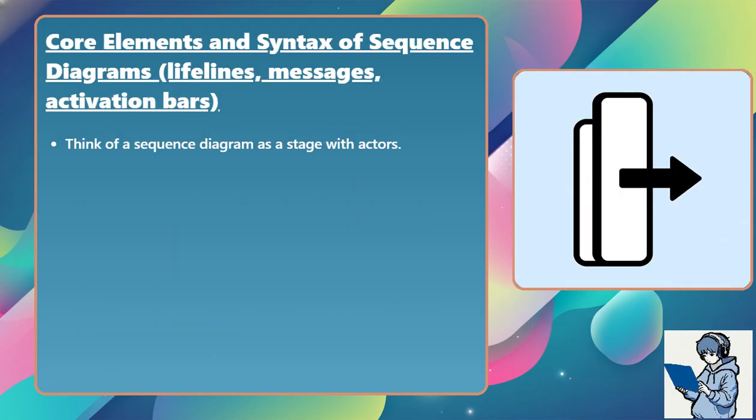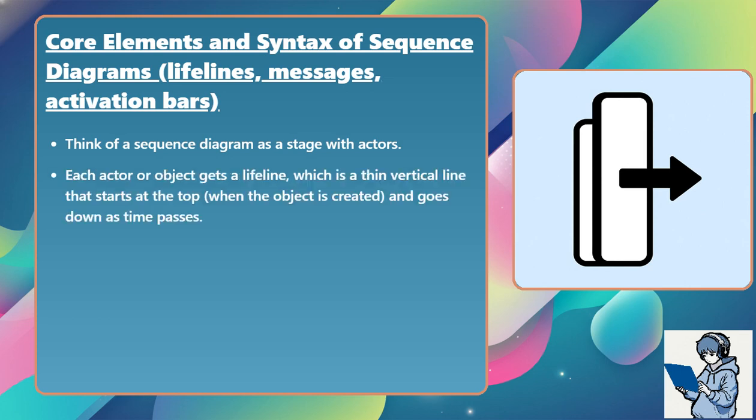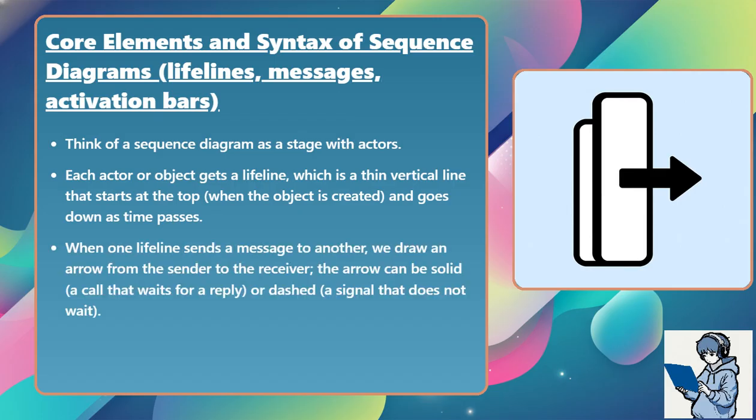Think of a sequence diagram as a stage with actors. Each actor or object gets a lifeline, which is a thin vertical line that starts at the top when the object is created and goes down as time passes. When one lifeline sends a message to another, we draw an arrow from the sender to the receiver. The arrow can be solid, a call that waits for a reply, or dashed, a signal that does not wait.